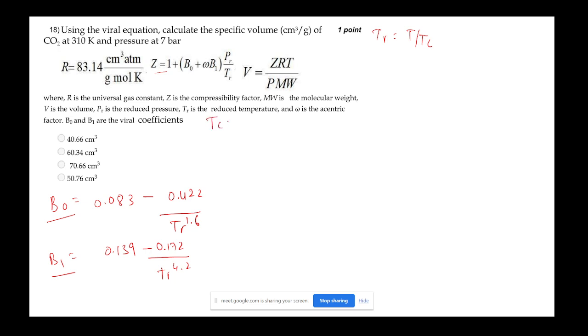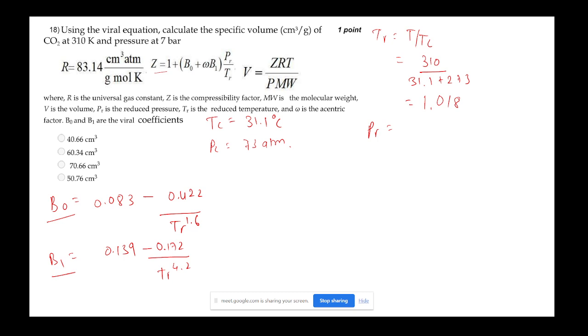So Tc for CO2 is 31.1 degrees centigrade. Pc is 73 atmosphere. Okay, so TR will be 310 divided by 31.1 plus 273. For division also you need to have the same unit. Okay, so if you do that calculation, the value of TR comes out to be 1.018.